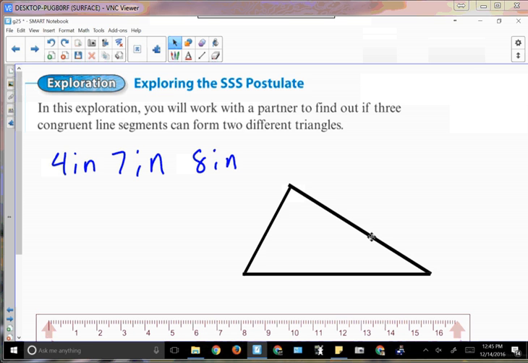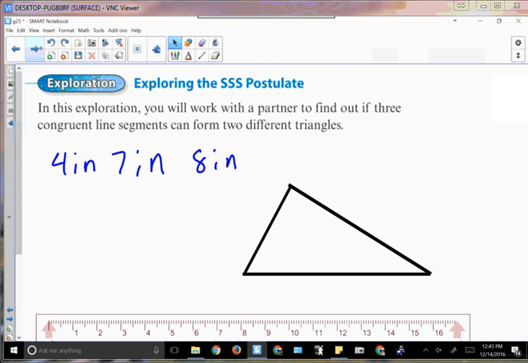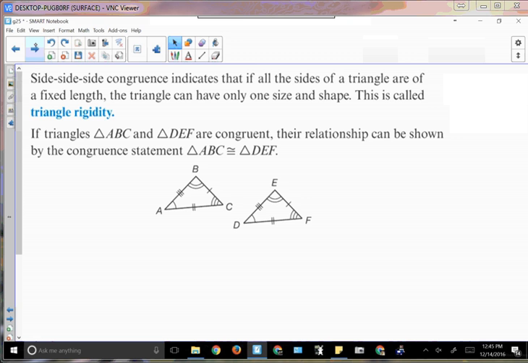That is why we can get by saying that if 3 sides of one triangle are congruent to 3 sides of another triangle, then the triangles are congruent. So, if I look at this, we have what is called triangle rigidity. It is only going to be a triangle that looks like this. All of the angles are the same, all of the sides are the same.